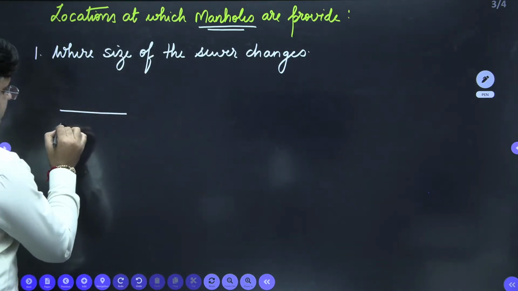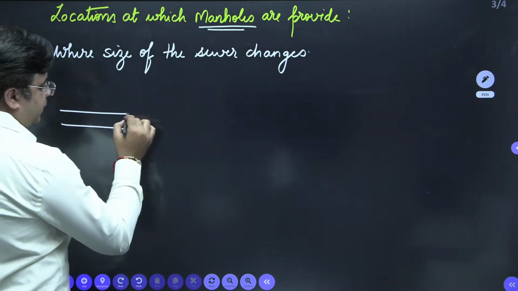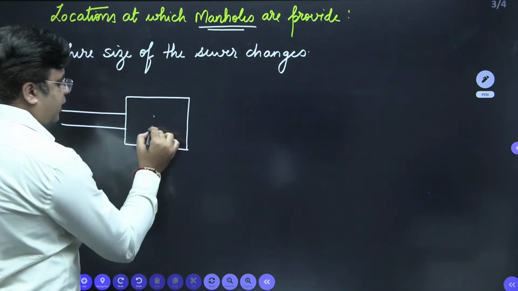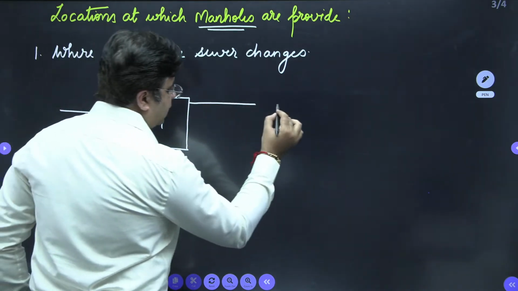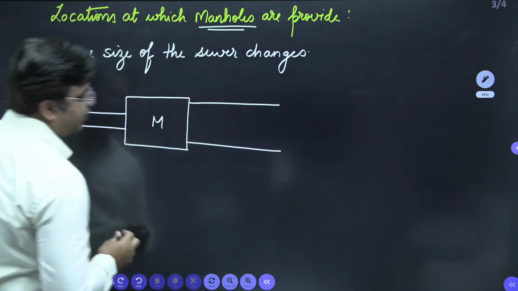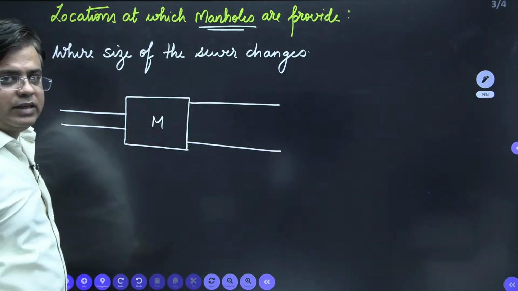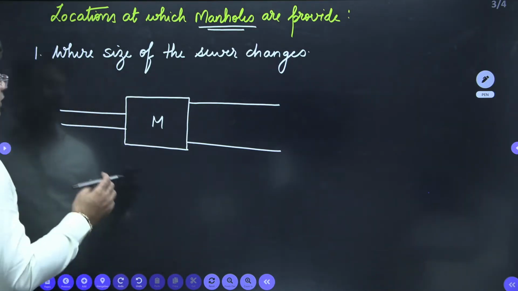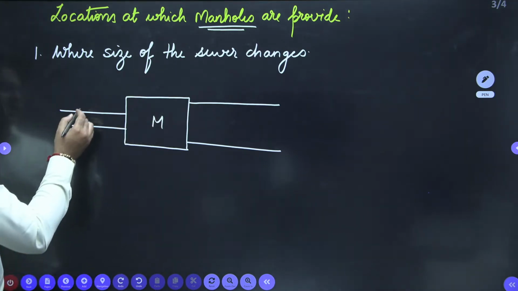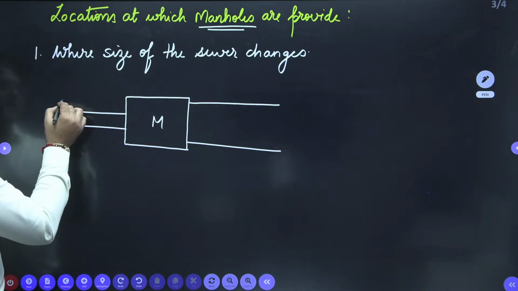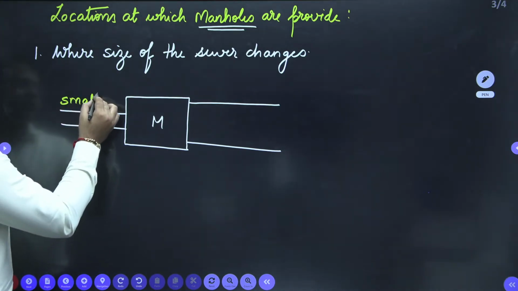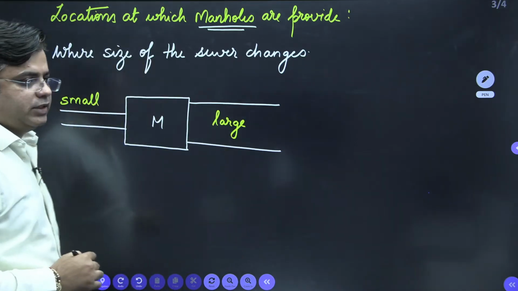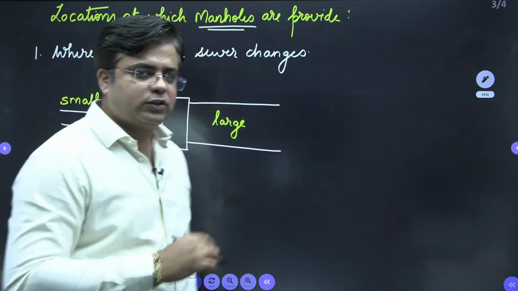Where a smaller size sewer is meeting a larger size sewer, there we provide a manhole like this. So this is my manhole, and on the other side of the manhole is the larger size sewer. You can imagine a lateral meeting a branch sewer, or a branch meeting a main sewer. So wherever the size of the sewer changes, your manholes are provided. This is the first location.